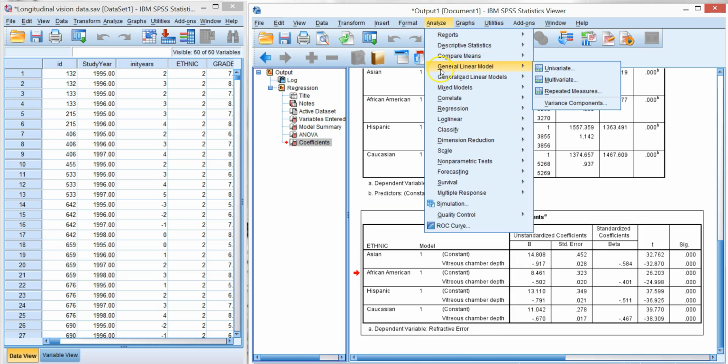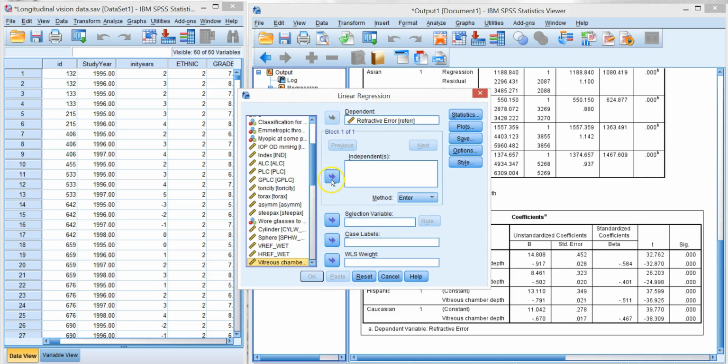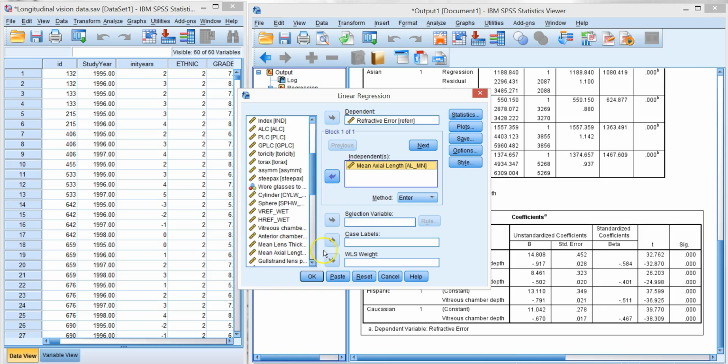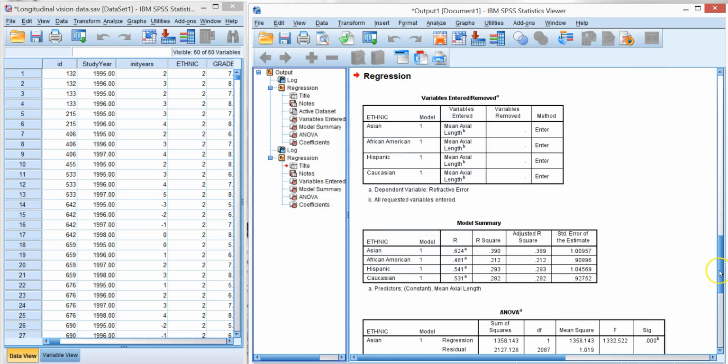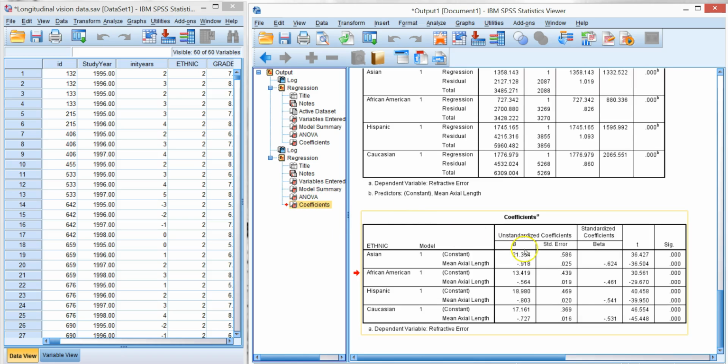Let's do the same thing. Regression, linear. Let's look at axial length. And same sort of thing, we get an R squared that is very similar, highly significant. Coefficients, again, for about every millimeter increase in axial length, you lose a diopter in refractive error.